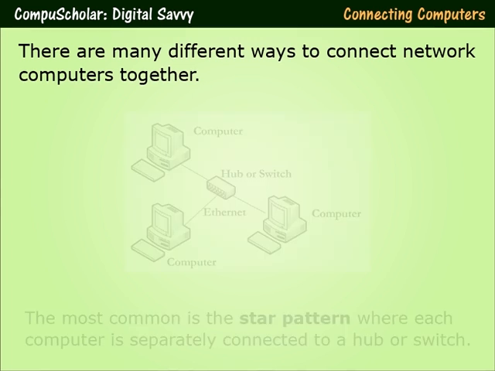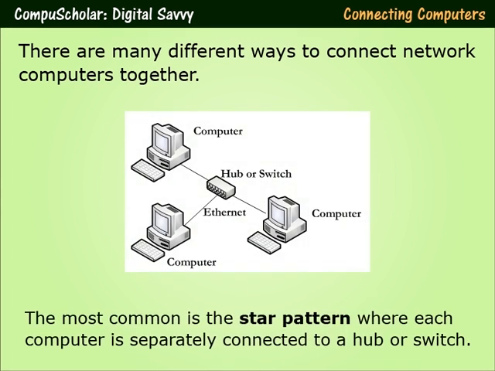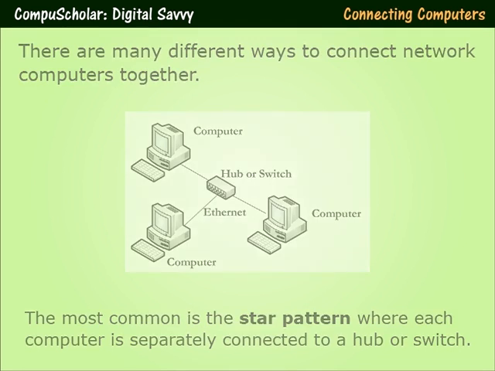By far, the most common is the star pattern. Each of the computers can be visualized as a point on a star, with network cables leading into the center of the star where a hub or a switch is used to connect them all together. Now, you've got a lot of cables in a star topology, but if one of the cables fails, only that one computer is cut off. The rest of the network will continue without interruption.